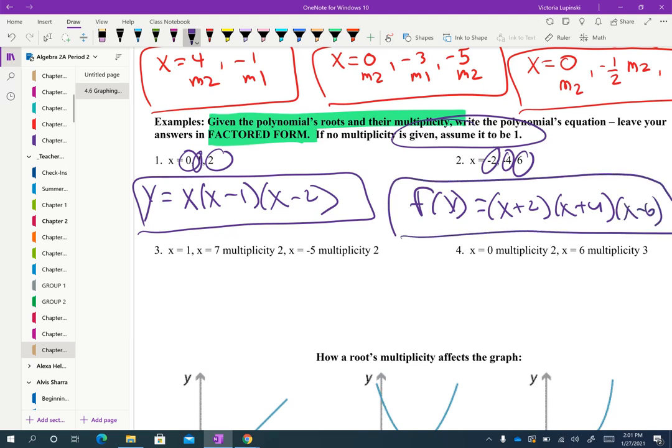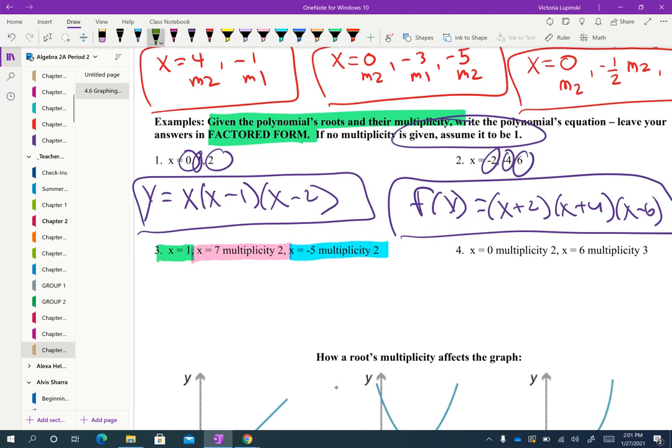And again, no need to multiply it out. That's not what it's asking you to do. So everything so far has been a multiplicity of 1, but now we're going to see a little bit of a change. Starting with 1 and 7 are going to both have a multiplicity. So x equals 1, that's 1 root. Then x equals 7 with a multiplicity of 2, and then negative 5 with a multiplicity of 2.